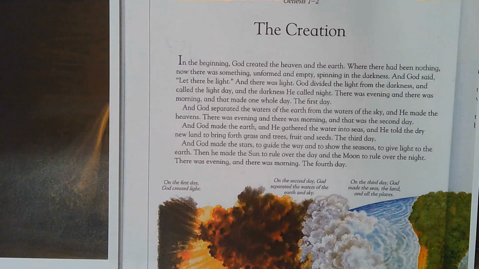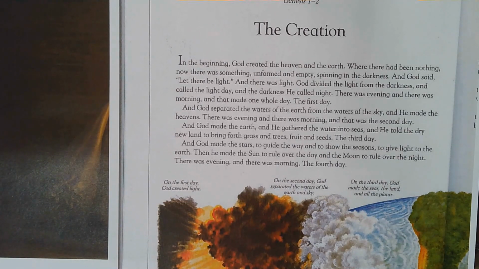And God made the earth, and he gathered the water into the seas. And he told the dry new land to bring forth grass and trees, fruit and seeds, the third day. So God has worked for 3 days, creating the earth according to this story. And God made the stars to guide the way and to show the seasons, to give light to the earth. Then he made the sun to rule over the day, and the moon to rule over the night. There was evening, and there was morning, the fourth day. So he created the sun and the moon to take over the night and the day. So he's worked for 4 days.